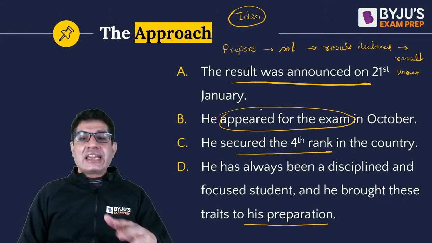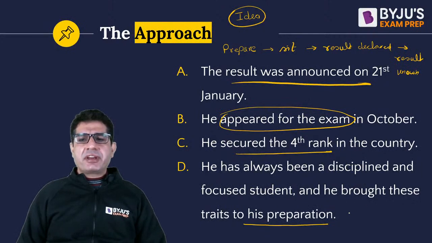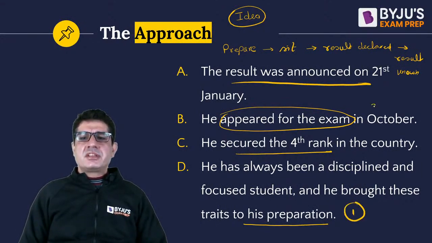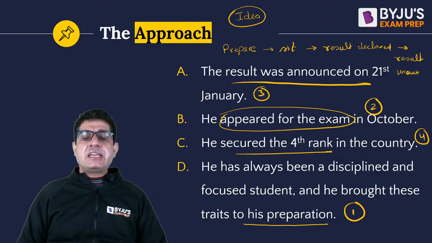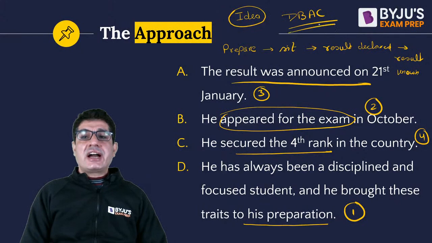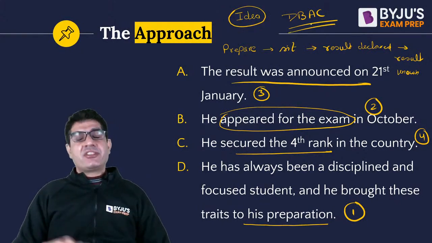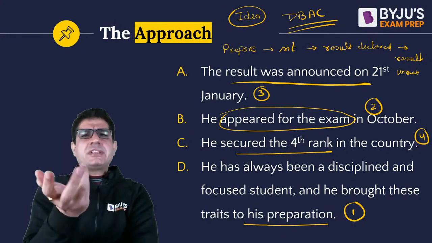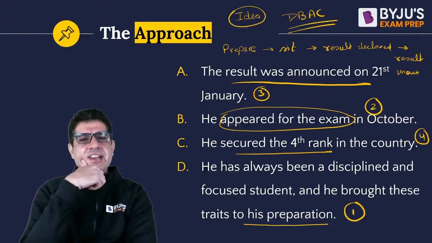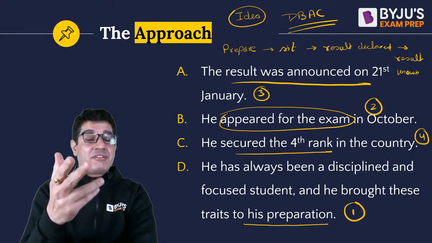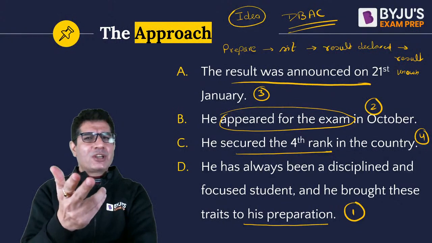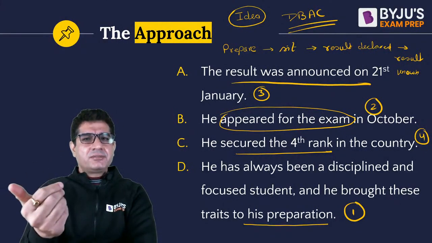So if I were to arrange these, I will arrange them in that very same order. So this will be my first sentence. Then this is second, this is third, and this is fourth. So basically DBAC, right? So this time around, what did I use? I used ideas. And then I thought of the sequence in which these ideas occur in our everyday life. Can we violate this sequence while working on a para jumble, while writing?